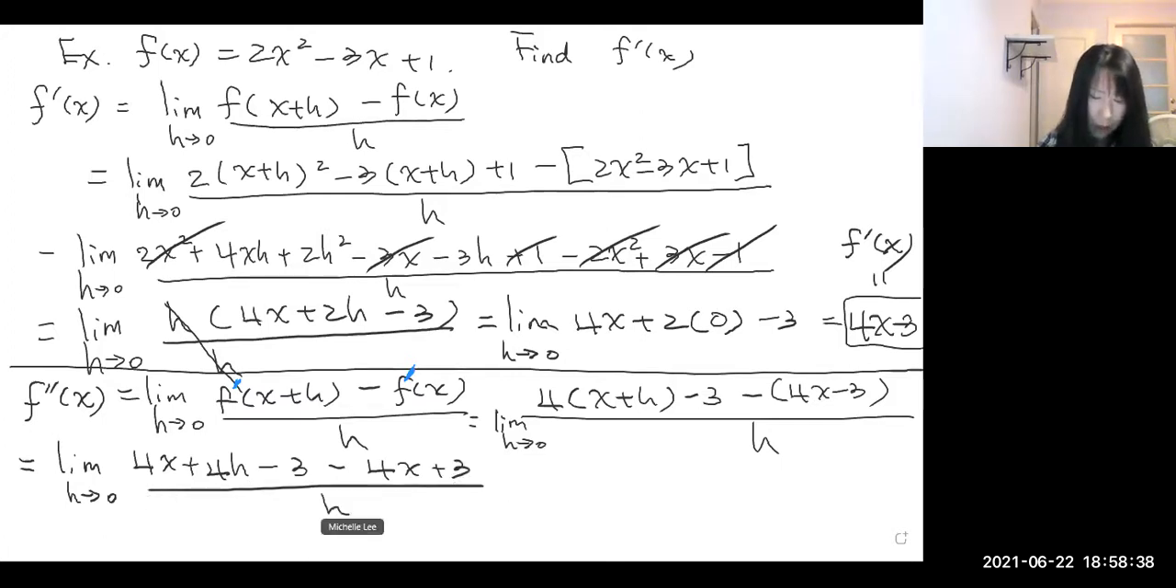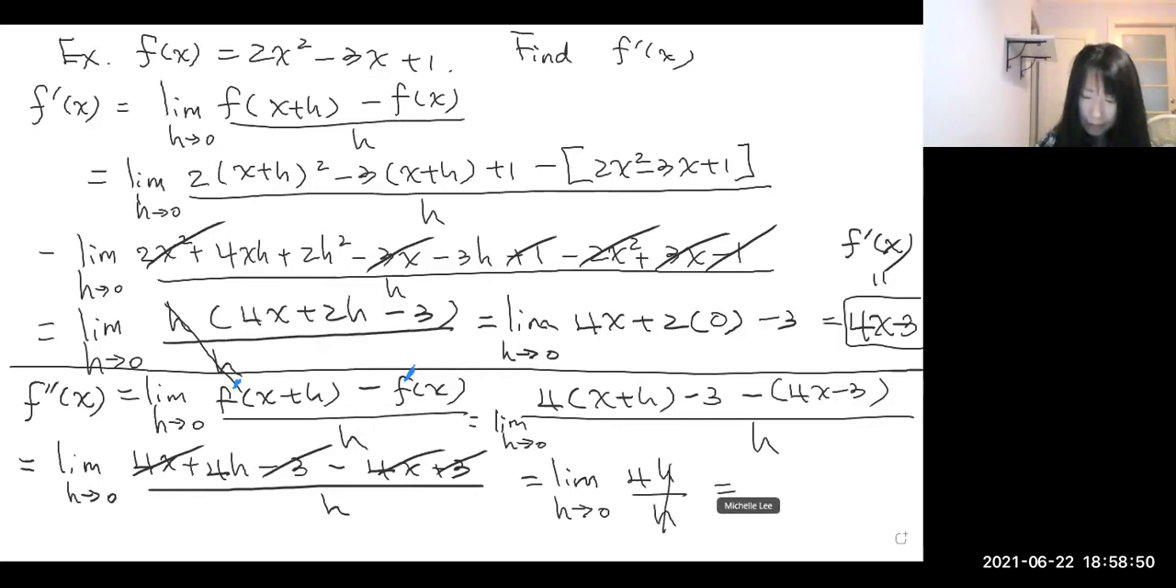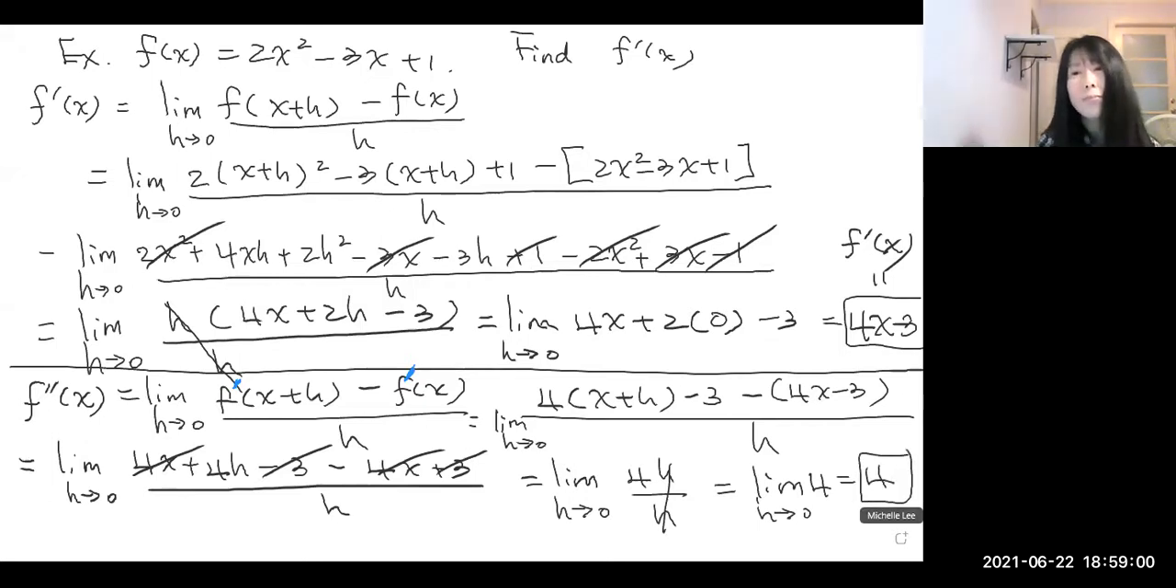Now, who has good eyes? Okay, then we simplify. It's a constant, which is 4, right? Okay, right on time. So let me save.